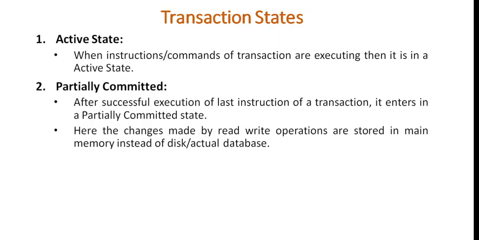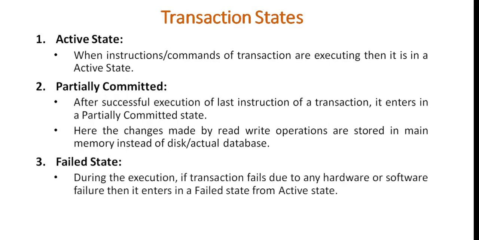Okay, so in partially committed state, the transaction has completed its last execution successfully, but the changes are not stored in the actual database. They are in main memory, they are in a local buffer. That's why it is called partially committed state. Okay, then the next state is failed state.